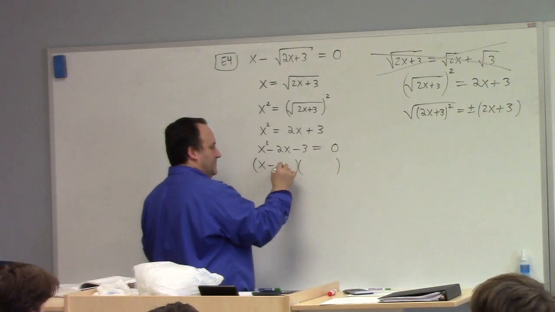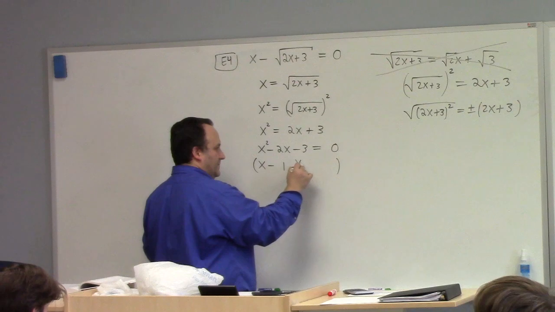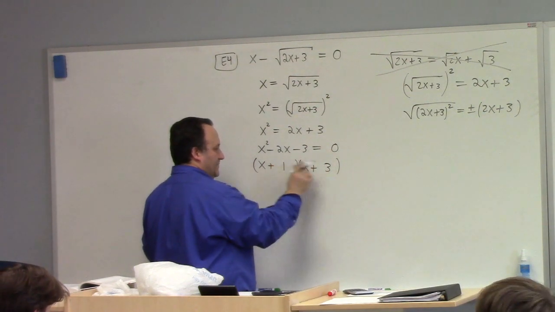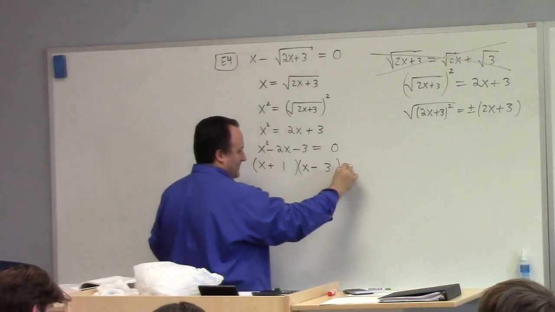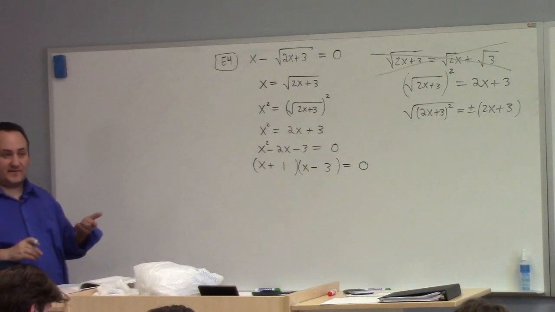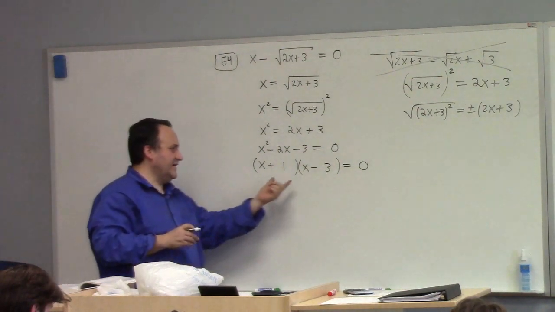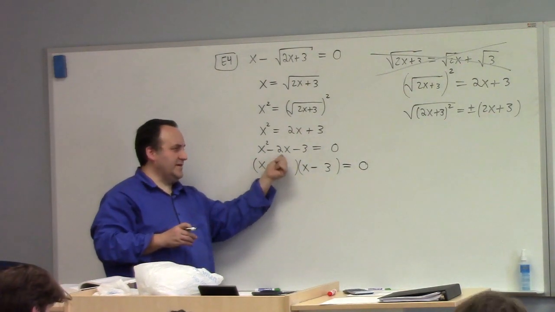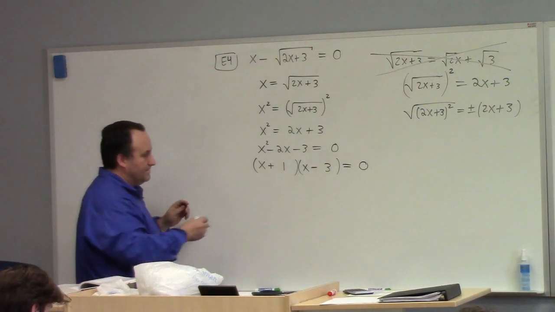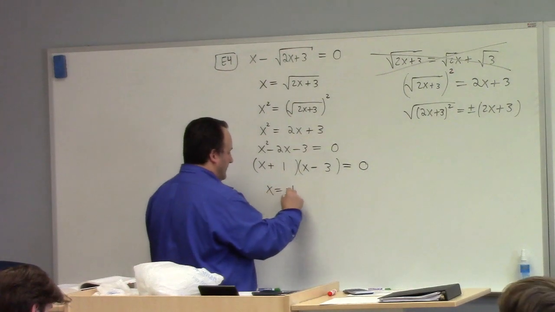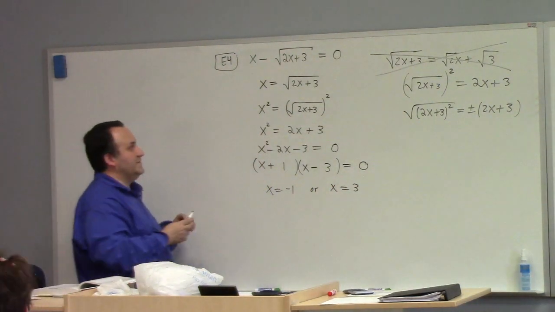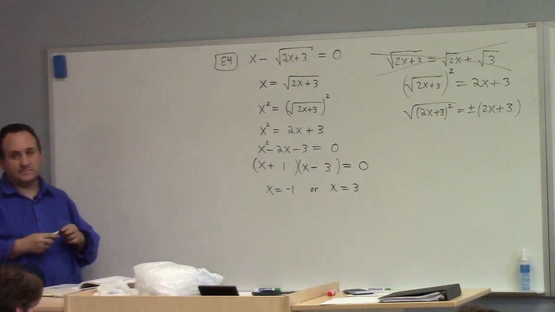X what? X minus what? X minus 3, x plus 1. Yes, that. Let's check. Plus 1 minus 3 gives me minus 2. It factors, right? All right. Wonderful. What are the solutions? Now what? Do they work?